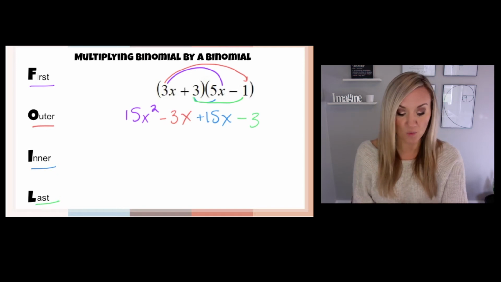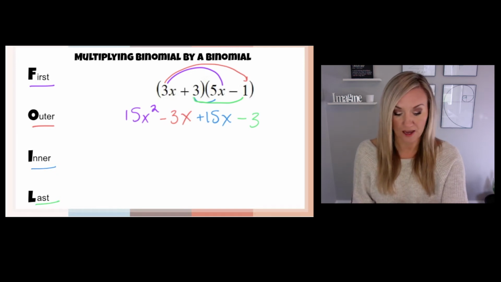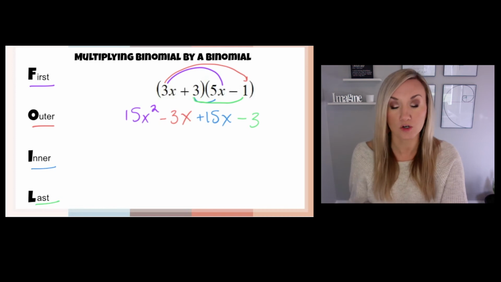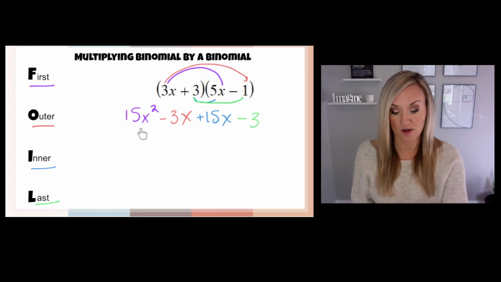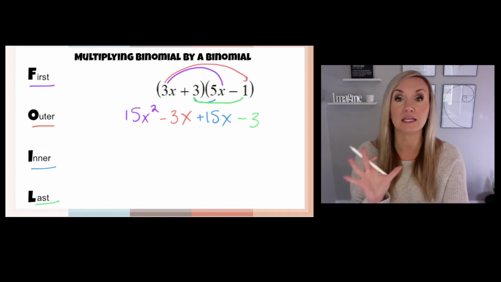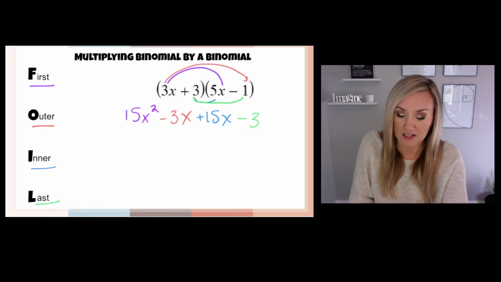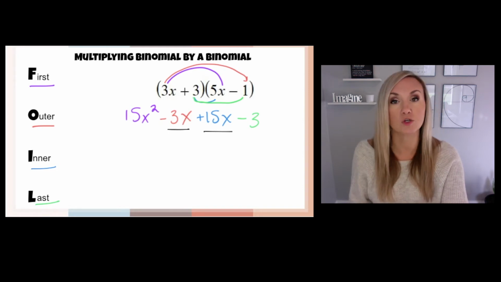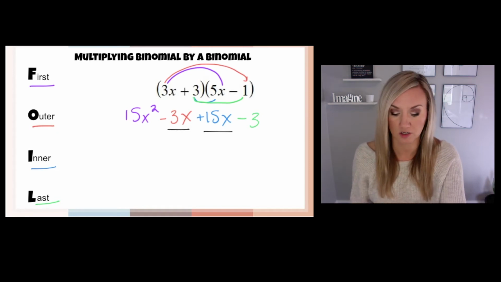All right, so with our FOIL, you're going to have those 4 terms, right? So you have 1, 2, 3, and 4. And with those 4 terms, we want to combine any terms that are like. And so our like terms are the 2 that are in the middle, right? A negative 3x and a plus 15x. Those are our like terms.